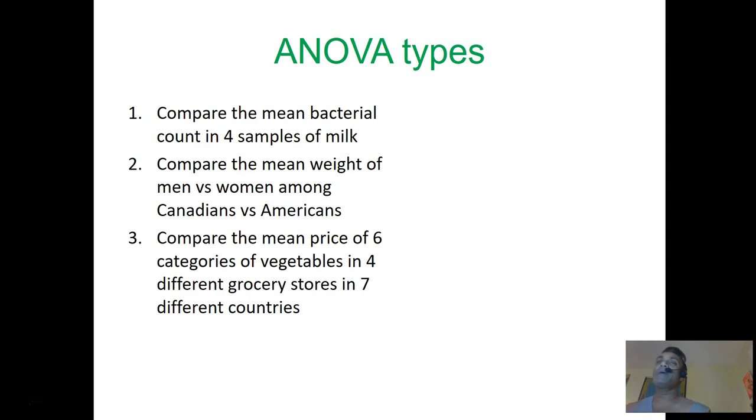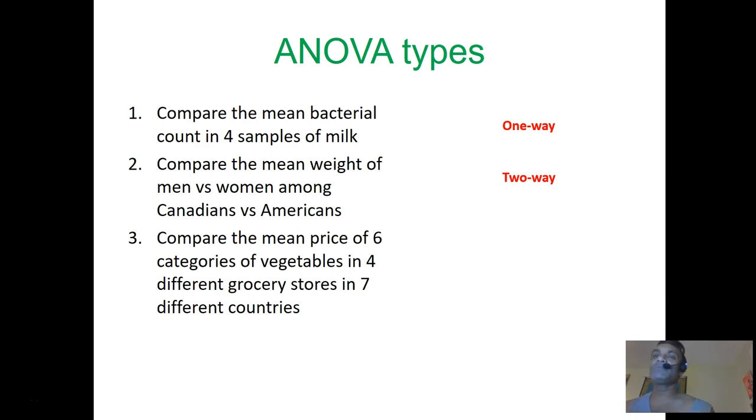So, if we are comparing the mean bacterial count in 4 samples of milk, how many categorical variables are there? Only one, milk, right? Samples of milk is my one variable. That's a one-way. Comparing the mean weight of men versus women among Canadians versus Americans, how many categorical variables are there? How many independent variables are there? Well, there's 2 of them. There's the gender, the men versus women, and then there's nationality, Canadians versus Americans. 2 variables. That would be a two-way.